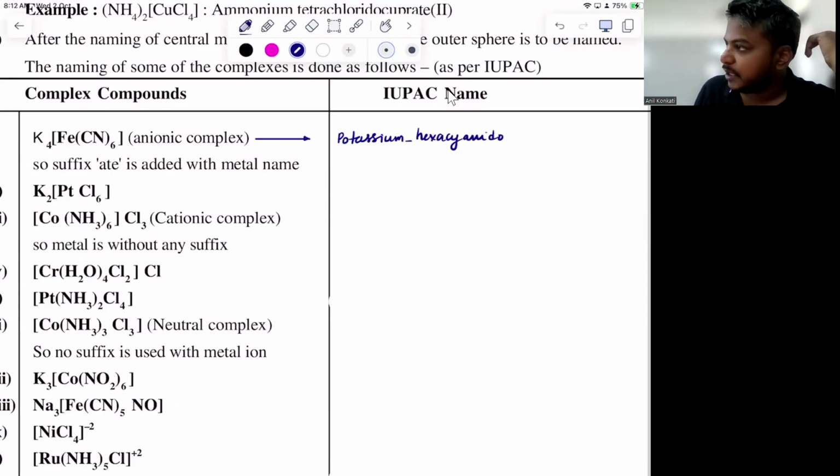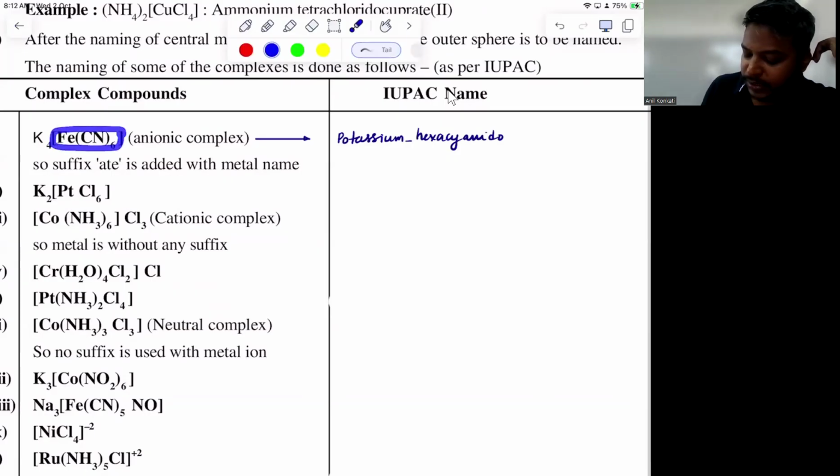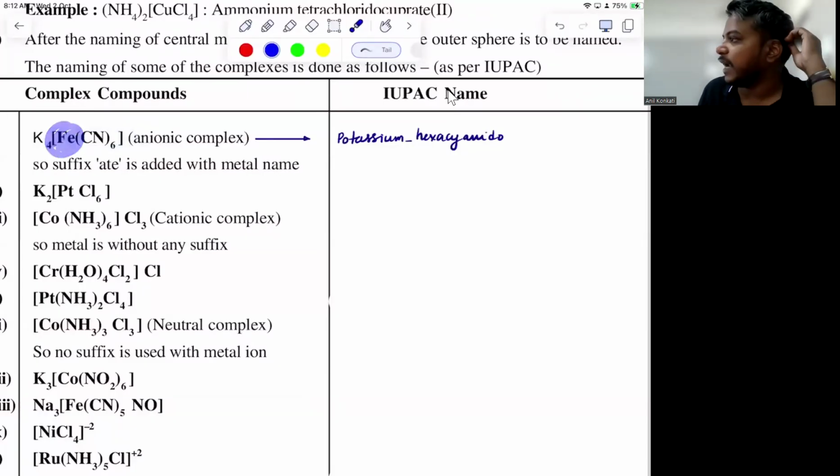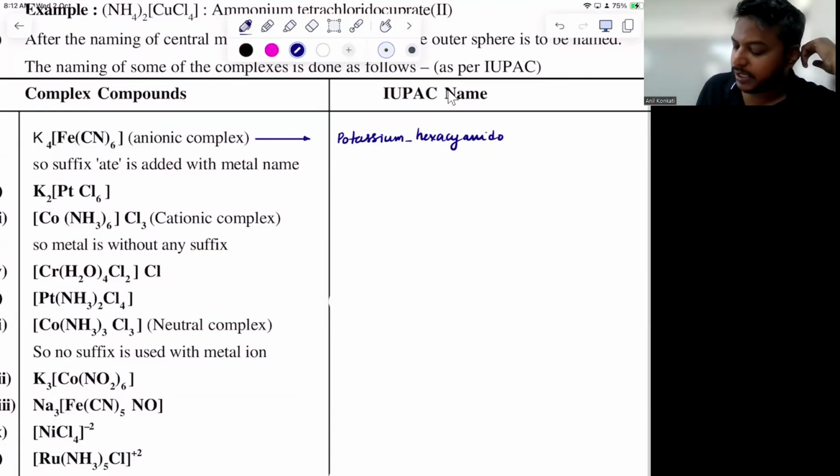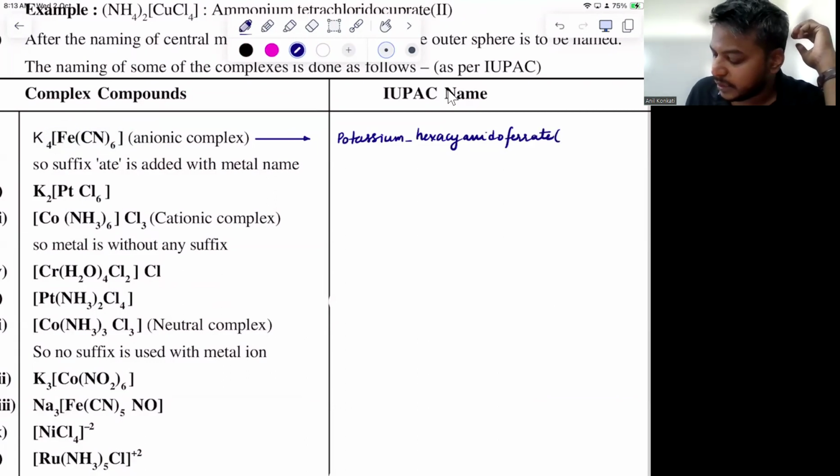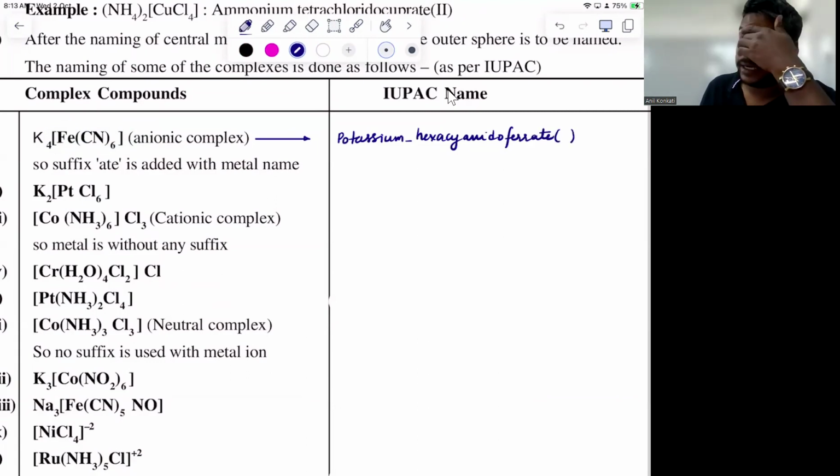And then what is that? This is where the catch is. If the complex is negatively charged, then the metal name should always be the Latin name ending with -ate. So this is hexacyanidoferrate, ferrate, which is the Latin name. And then close that with a bracket.